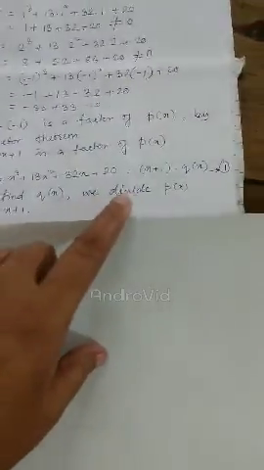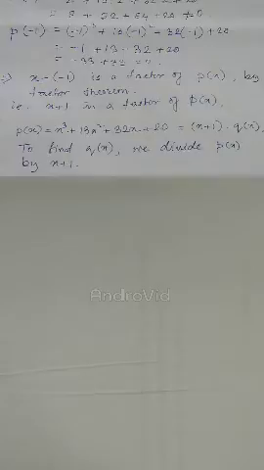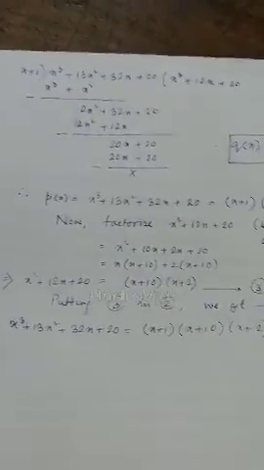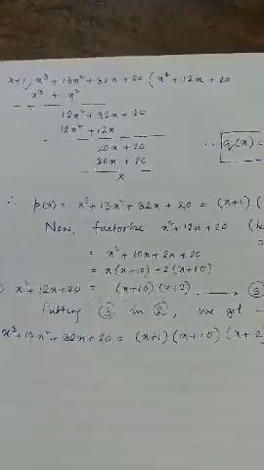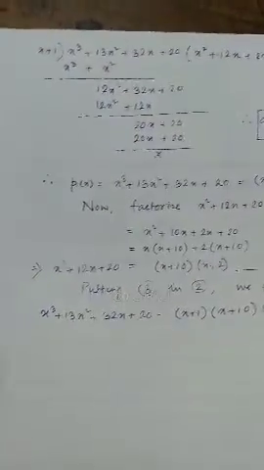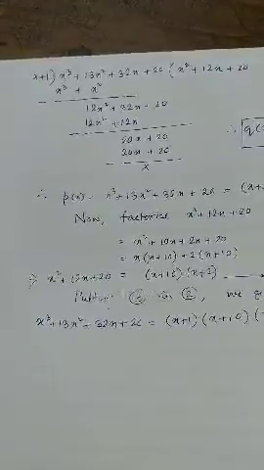Now, to find q(x), what do you have to do? You have to divide p(x) by x plus 1. Now I have already taught you in the first class how to divide a polynomial by another linear polynomial. So for that, you can see here, I have done the division. I have divided x cube plus 13x square plus 32x plus 20, that is the given polynomial, by x plus 1. This kind of division you are quite familiar with.